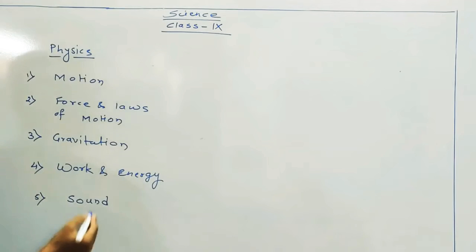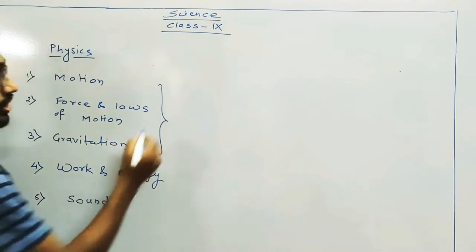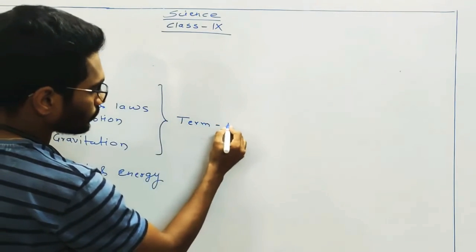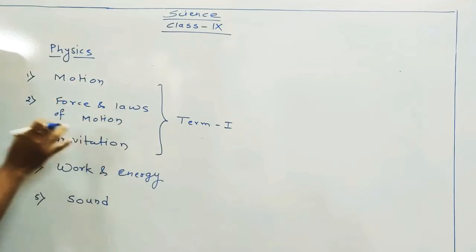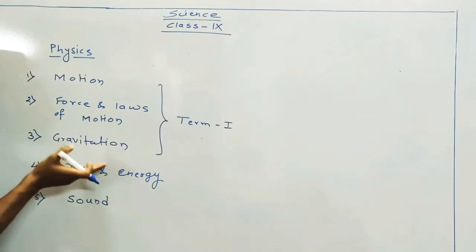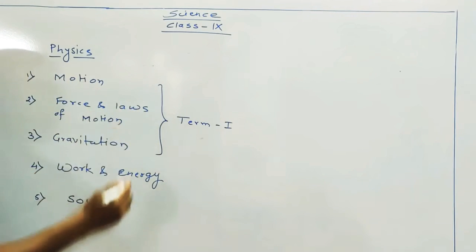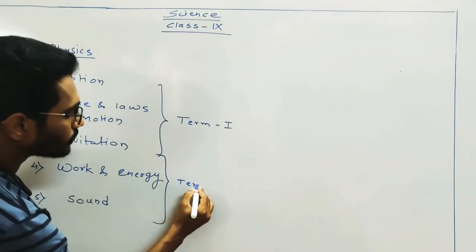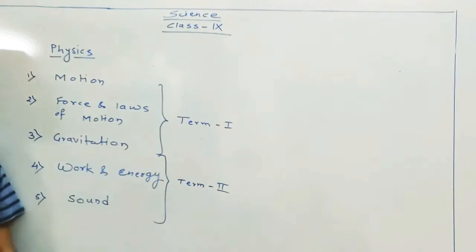Now these 2 chapters and half chapter of gravitation are there in term 1. If we consider this year, your syllabus is yet to come. Okay, so motion, force and laws of motion and gravitation. Out of this, half the chapter of gravitation is in term 1 and half in term 2. So these 5 chapters are going to be divided into 2.5 chapters in term 1 and again 2.5 chapters in term 2. So this is the introduction to your science syllabus for class 9.